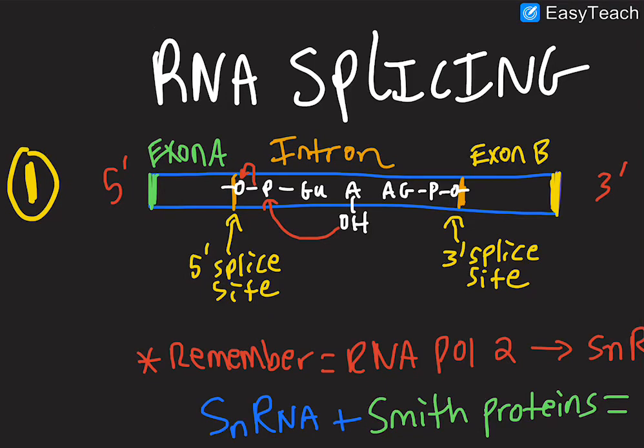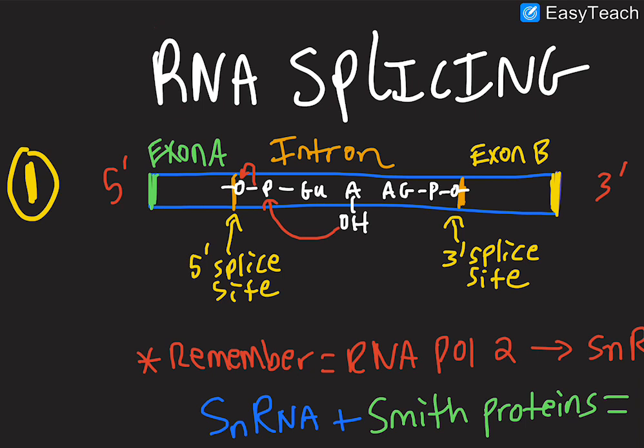Alright guys, so we just left off talking about RNA processing or pre-mRNA processing. Now let's talk about RNA splicing. Let's say we have our pre-mRNA strand here. We already added the 5' cap, we already added the 3' poly A tail.